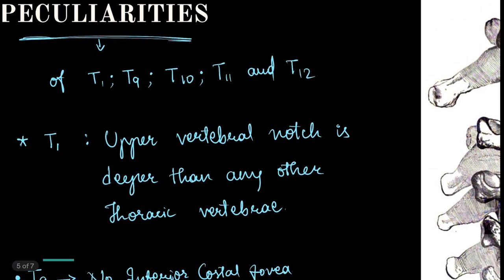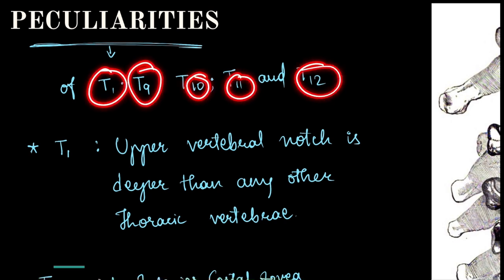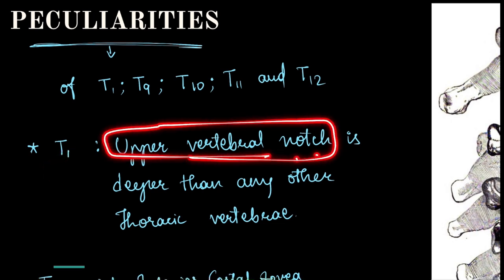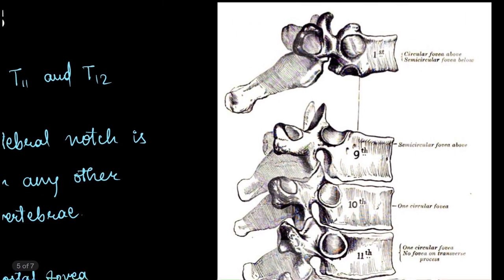Done? Okay. So there are variations among thoracic vertebrae. Which ones have variations? First, 9th, 10th, 11th and 12th. These 5 thoracic vertebrae will have some sort of variations. What are they? First thoracic vertebrae will have a deeper upper vertebral notch than any other thoracic vertebrae. You can see here the superior vertebral notch, it is deeper than any other.